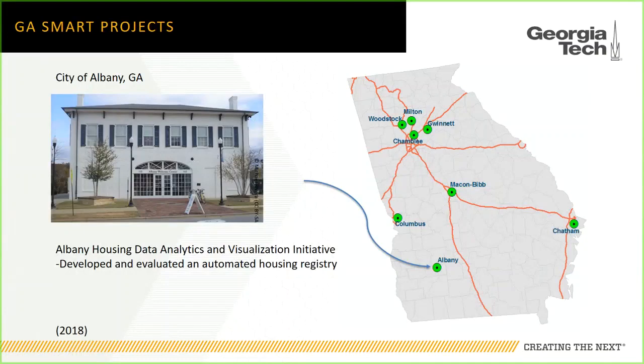So there are two cohorts of projects: the one that's completed, four cities across the state, won a competitive challenge, and the second group of projects are just coming on board for this current year, 2018 and 19. This one is a project in the city of Albany, on the south side of the state, and they have developed a housing data analytics and visualization dashboard to evaluate the data about their housing and make it available to the public through an open data portal.